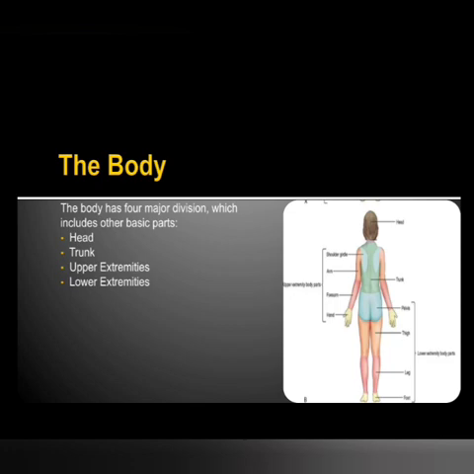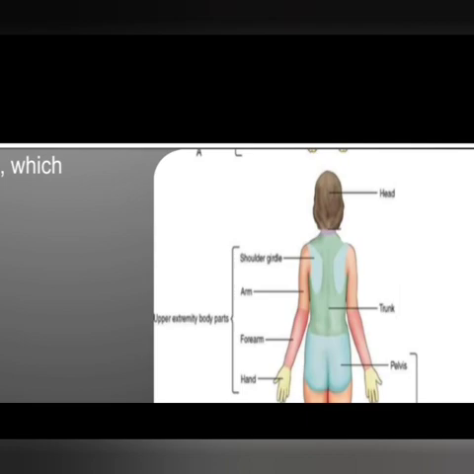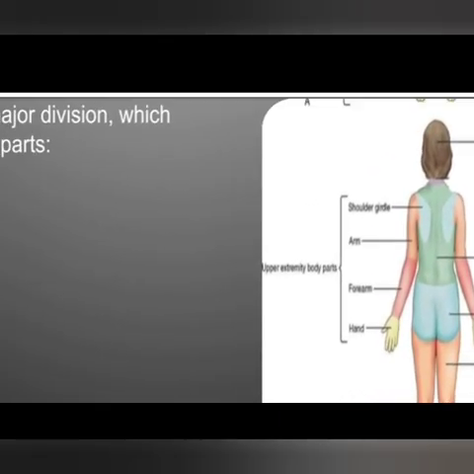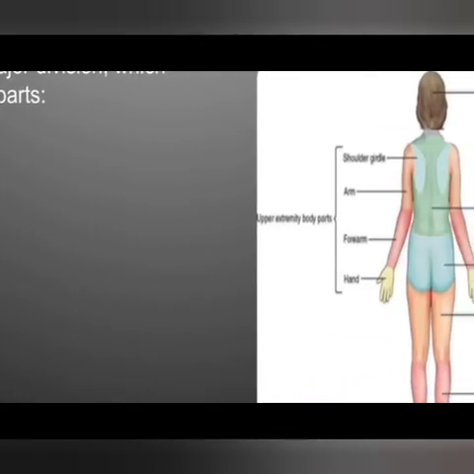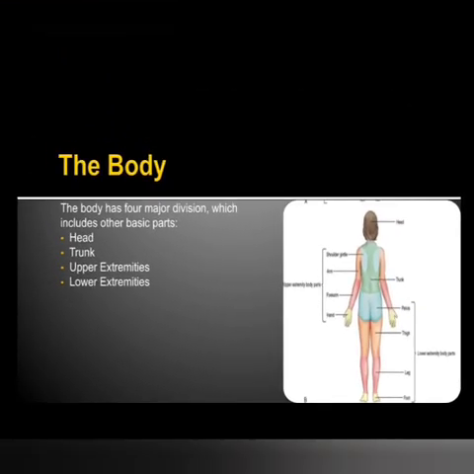The body has 4 divisions, which include other parts. We have the head, the trunk, the upper extremities, and the lower extremities. The upper extremities include the shoulder, the arms, the forearms, and the hand. While the lower extremities have the pelvis, the thigh, the leg, and the foot.